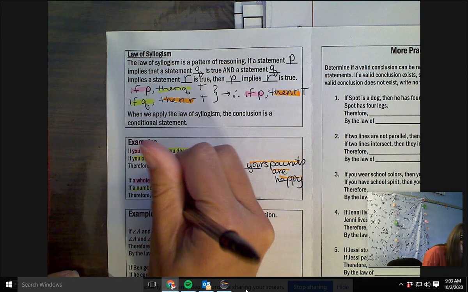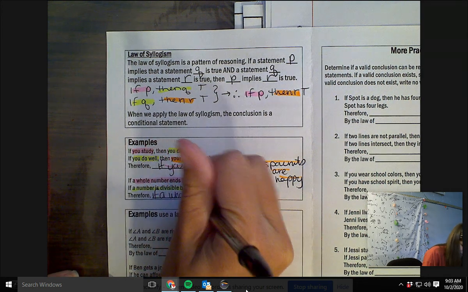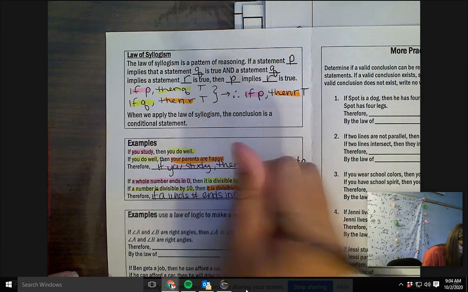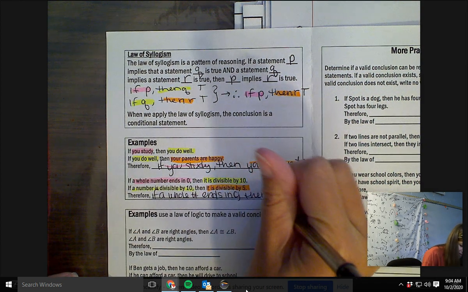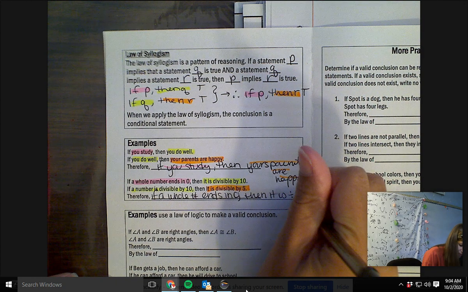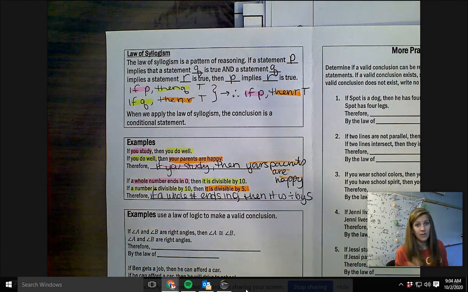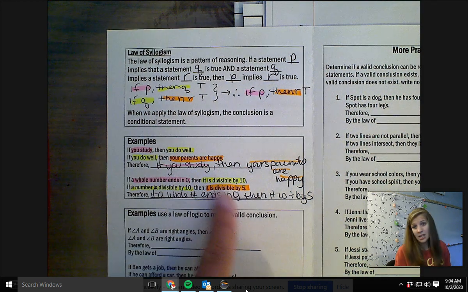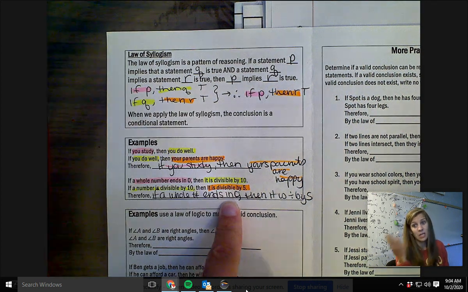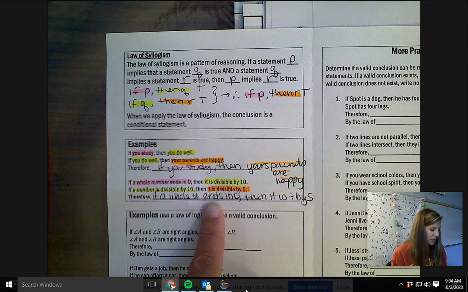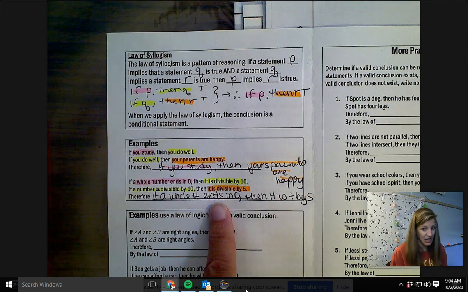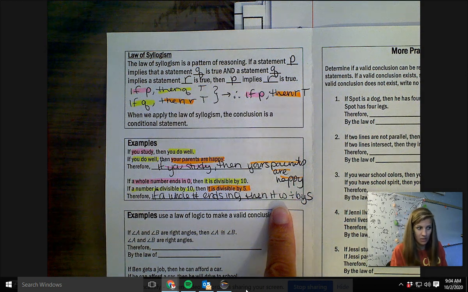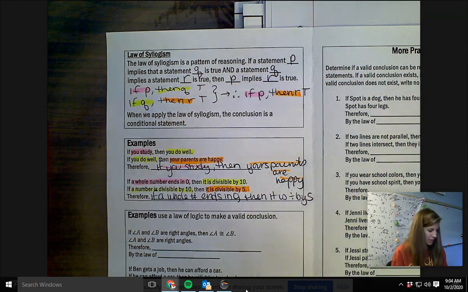So if a whole number ends in 0, then it is divisible by 5. Which all those things are true. If a number ends in 0, I know it's divisible by 10. If a number is divisible by 10, then it's also divisible by 5 because 5 goes into 10. So if a whole number ends in 0, then it's divisible by 5. That's true, because 5, 10, 15, 20. Like if you count by 5s, it all makes sense.